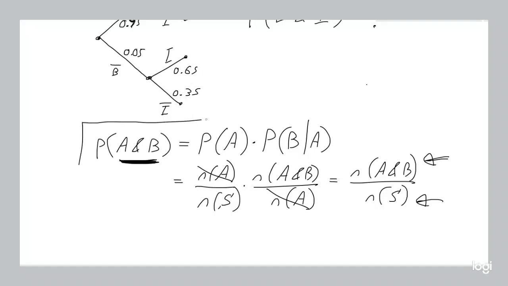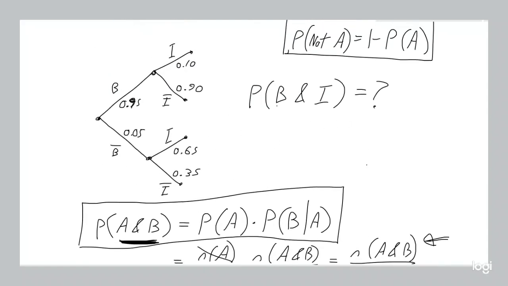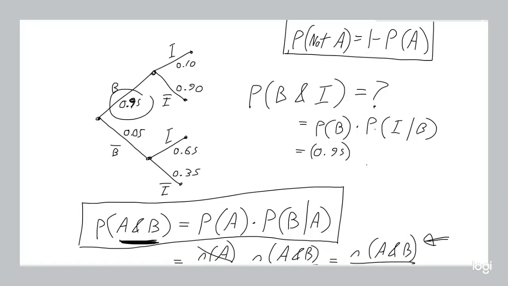So that's a demonstration of why this formula is in fact true. So now we can use it. Okay, so in our situation right here, the probability of B and I, well, that's just the probability of B multiplied by the probability of I given that B occurred. So the probability that B happened is 0.95, right there. And the probability of I given that B occurred is 0.1 right there.